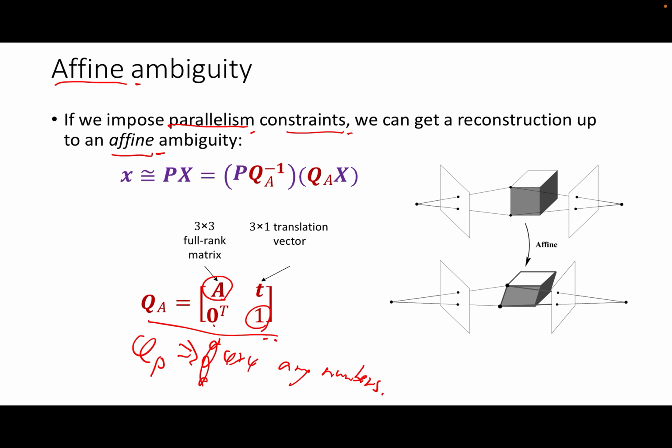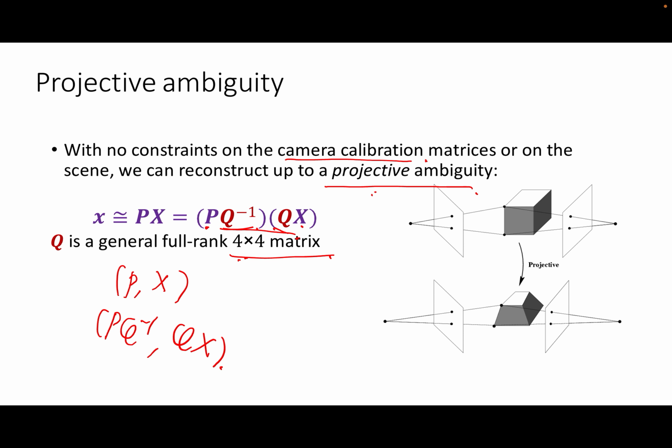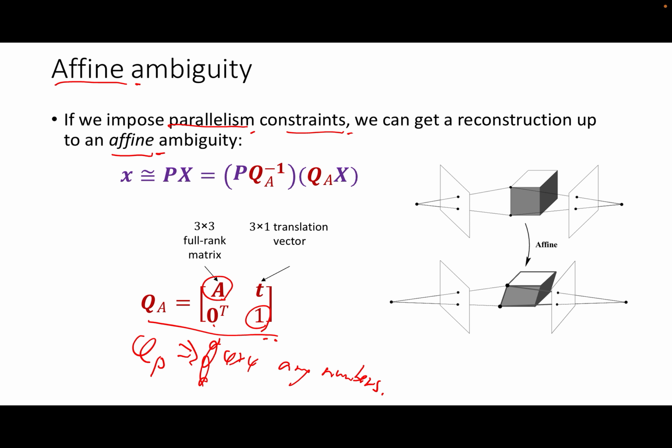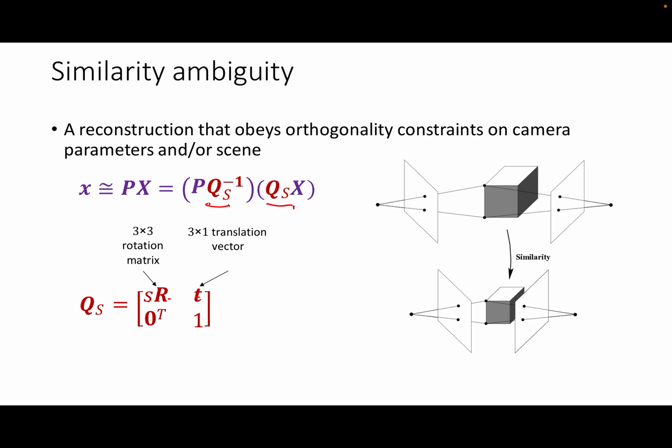If there is no constraint at all, then we have projective ambiguity. If we have a parallelism constraint, then we have affine ambiguity. And if we have an orthogonality constraint, then we have similarity ambiguity. And these are just examples. The important thing is that our structure from motion algorithm always has ambiguity.